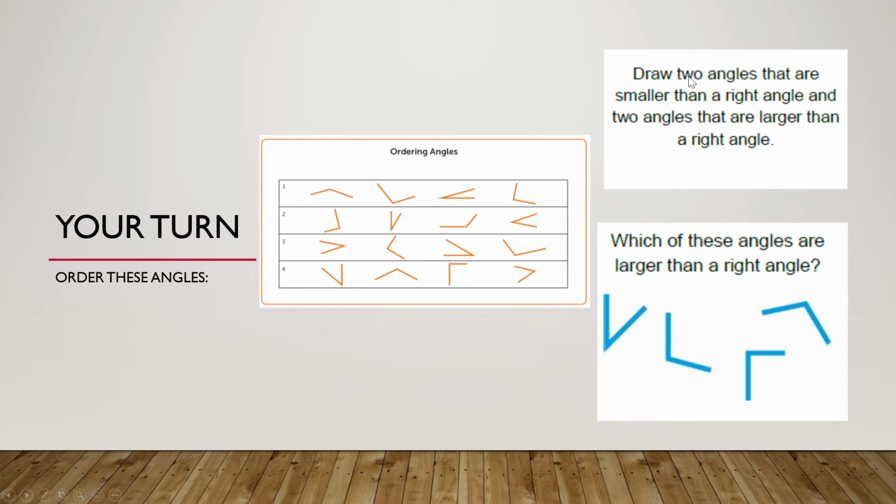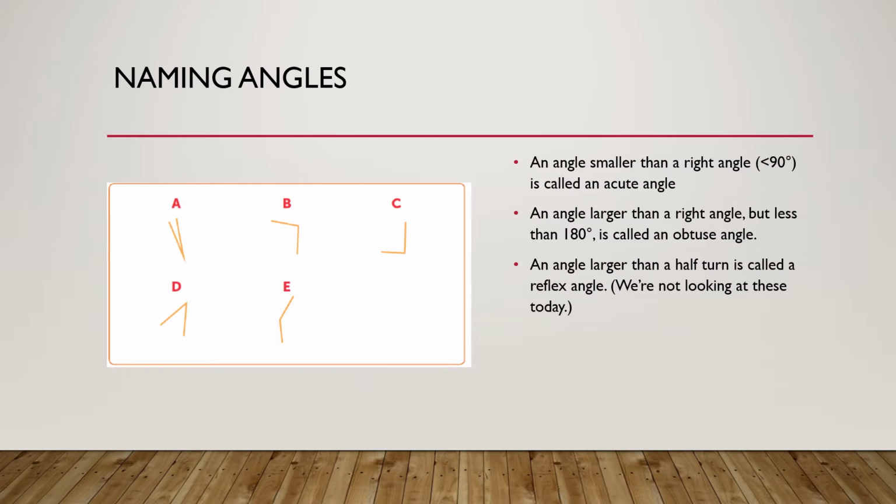And then I'd like you to do this one. Draw two angles that are smaller than a right angle and two angles that are larger than the right angle. And I would encourage you to do them in different orientations. So not just with one line on the bottom. Make them funky ones like these ones. And then for the blue one, I just want you to say which of these angles are larger than the right angle. Draw these ones and circle them, please. Then when you've done that, come back and we're going to look at a little bit more and name you some angles. So, going back to these angles we looked at before.